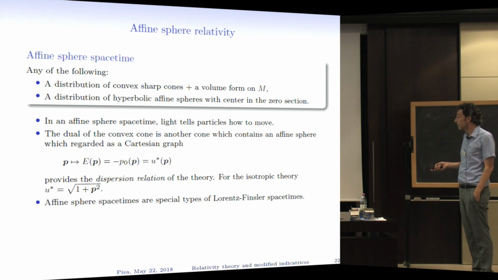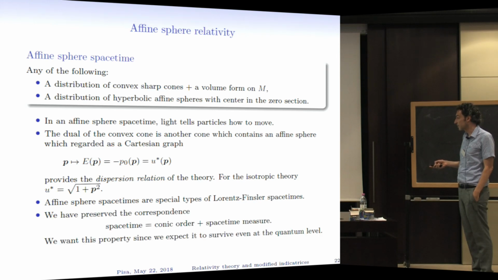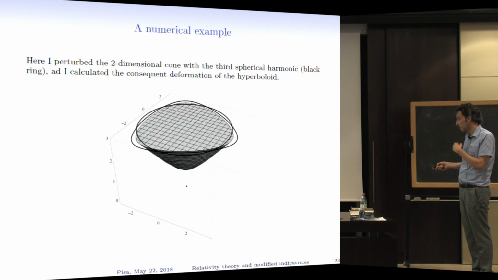It turns out that affine sphere spacetimes are a special type of non-infinite spaces. We shall see that. And we have preserved this correspondence: spacetime equals conic order plus spacetime measure, provided for us spacetime is an affine sphere spacetime. We want to preserve this property because we think it could survive at the quantum level. Okay, because at the quantum level we want to preserve order, a notion of causal order, and the notion of spacetime measure. So we believe these are fundamental concepts.